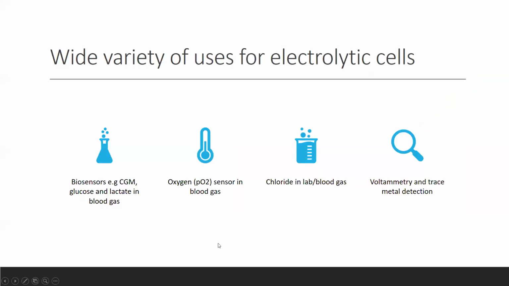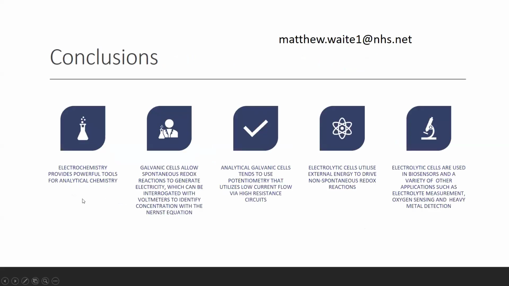Now, there are a wide variety of applications for electrolytic cells, aside from biosensors, which are really a rapidly developing field, because you can include multiple different chemical reactions and measure them via electrochemistry, which is already used in CGMs, and for glucose and lactate in the blood gas. The oxygen sensor in blood gas uses this approach. Chloride uses these approaches, and voltammetry can be used for trace metal detection as well, typically via different techniques that I haven't shown here. So, in conclusion, electrochemistry provides really powerful tools for analytical chemistry.